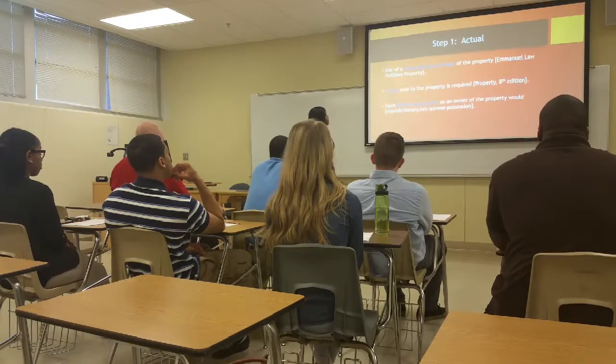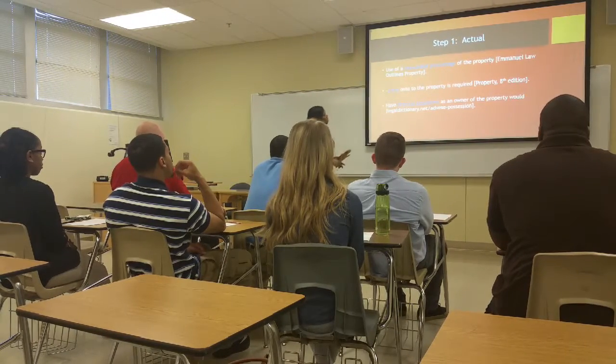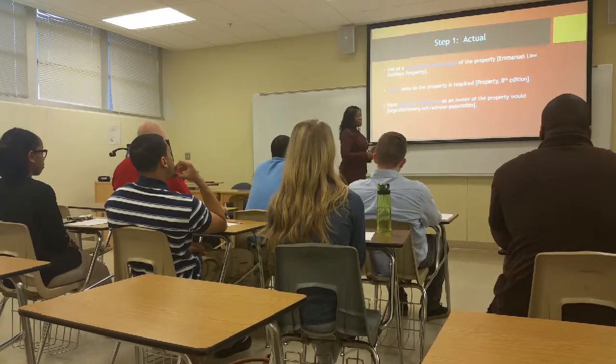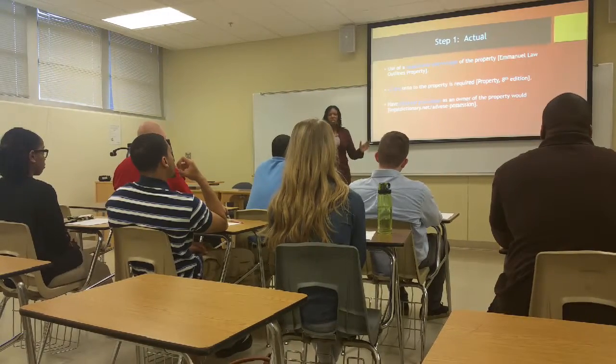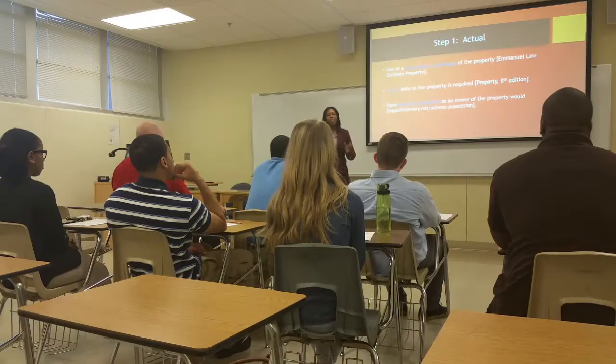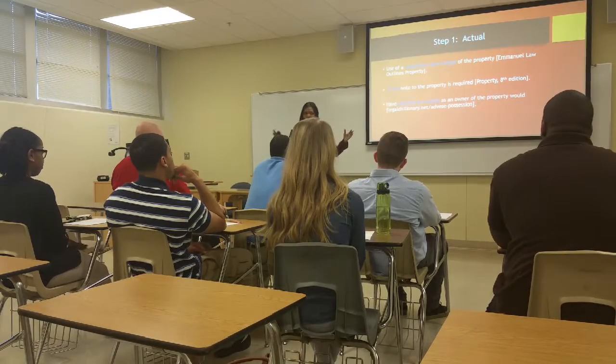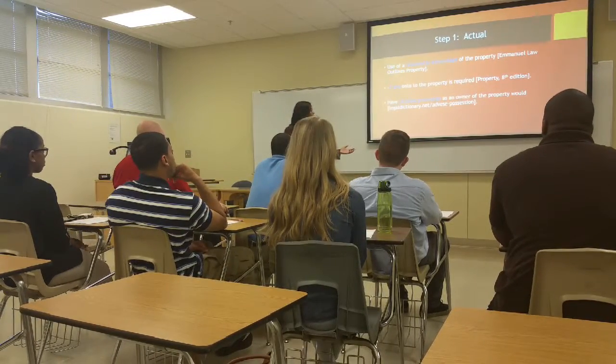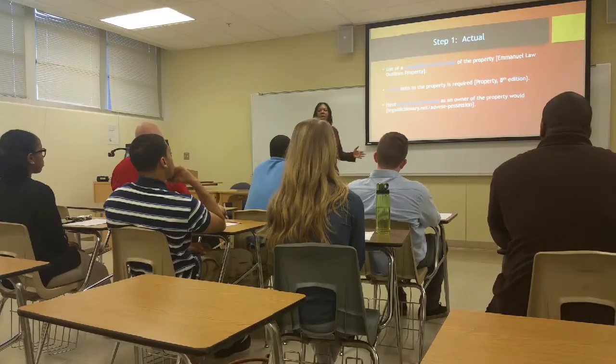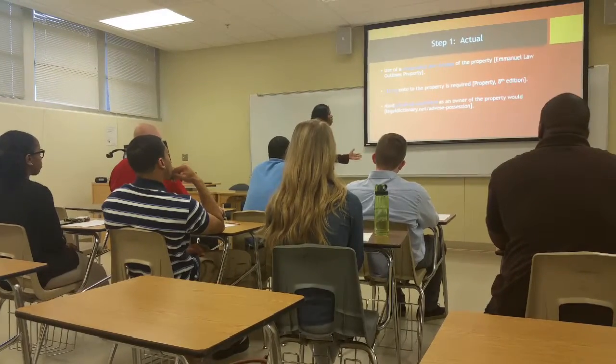So the first step is actual. According to the Manual Law Outlines, actual requires that you have to have possession of a reasonable percentage. So you can't have possession of one room in the house. It might mean that you have to have possession over 50% of the house. Or if you're on somebody's property, you have to have possession over half of the property or a good portion of the property.